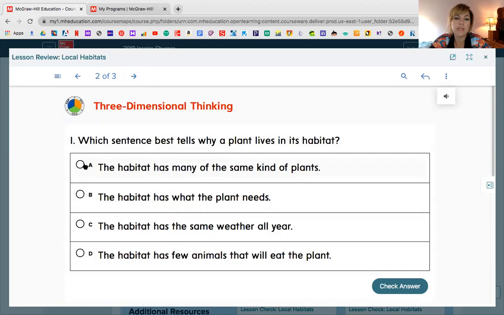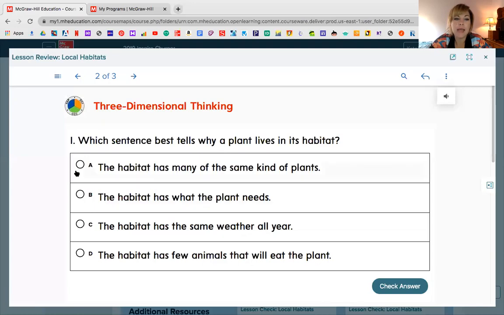Which sentence best tells why a plant lives in a habitat? A, the habitat has many of the same kinds of plants. B, the habitat has what the plant needs. C, the habitat has the same weather all year. Is that true? Do we have sunny weather all year round? Think about that, okay? Or D, the habitat has few animals that will eat the plants. So what did you guys say? Let's see. Which one did you guys say?